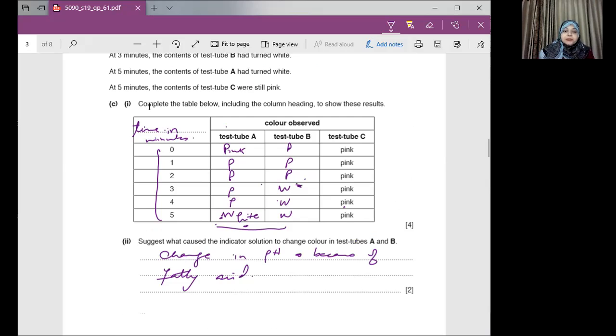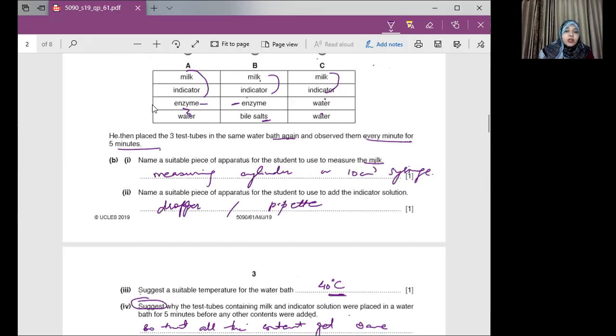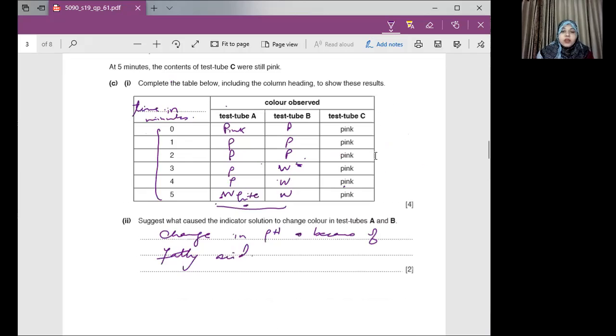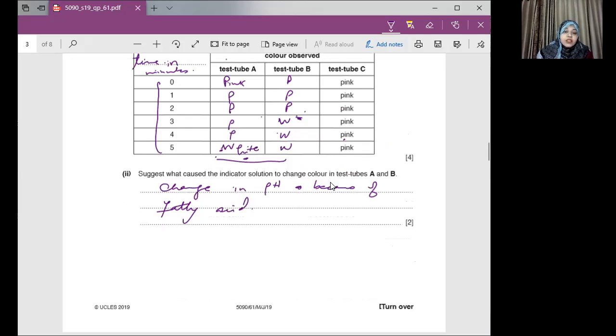For test tube B, as they added bile salt, it speeds up fat digestion, right? And test tube C, look at the content. There is no enzyme, so no digestion.